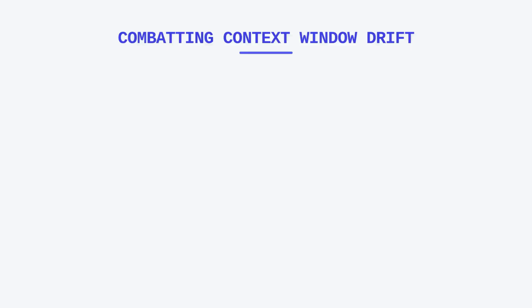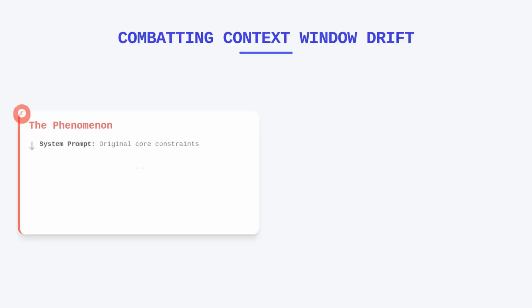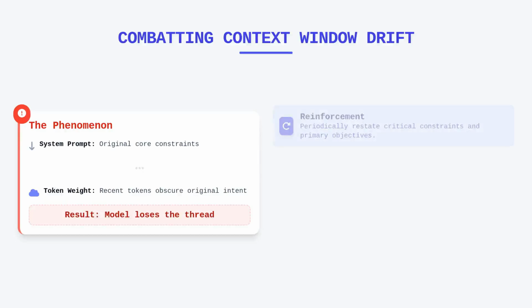A persistent issue in long-form generation is context window drift, where the model essentially loses the thread of the initial instructions as the conversation or document grows in length. This phenomenon occurs when the weight of recent, potentially irrelevant tokens obscures the core system prompt that defined the original task. To mitigate this, we should employ techniques that periodically restate critical constraints or reinforce the primary objective within the prompt architecture.